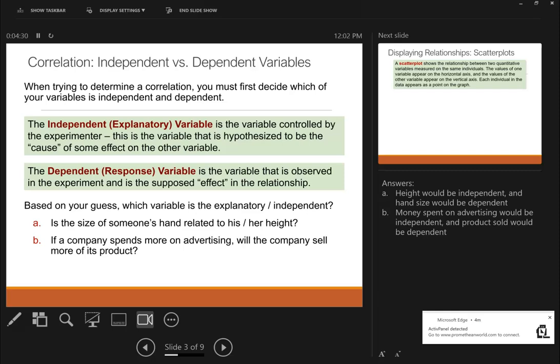Second example, if a company spends more on advertising, will the company sell more of its product? So your two variables are advertising spend and then sales. What's the independent variable there? The advertising spend, right? Because you'd hope that as you spend more on advertising, you're able to sell more product. Now, if you're not, it's time to find a new advertising firm, I think. Everybody feel good?